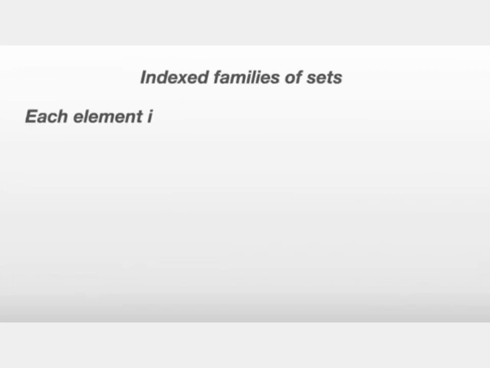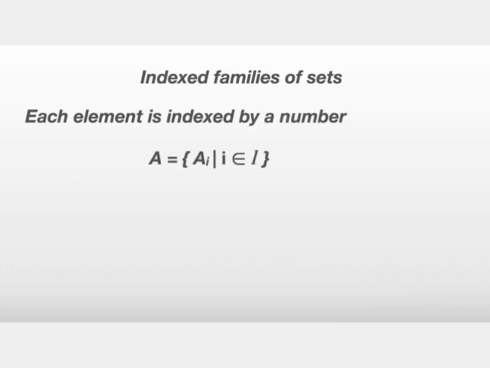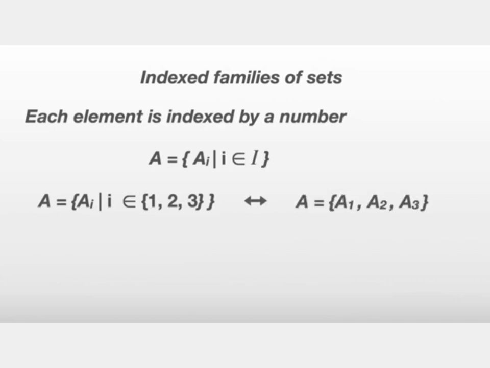We also have what are called indexed families of sets. Essentially, each element, which is a set itself, is indexed by a number and usually written as a subscript. So A being A sub i for i in the set 1, 2, 3 is saying that A contains 3 sets, A1, A2 and A3.